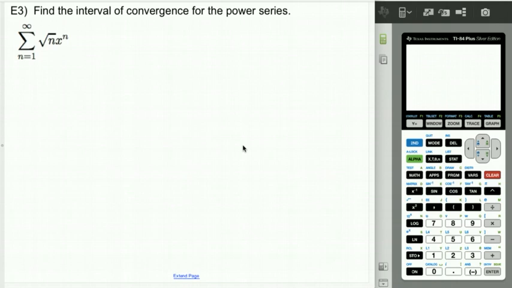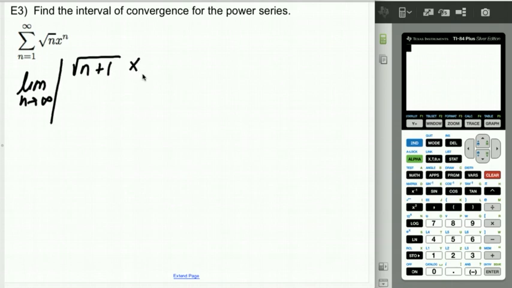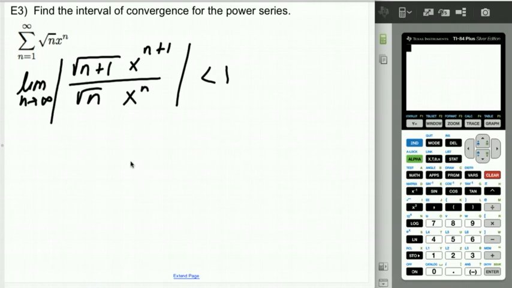All right, let's try another example. So we're going to find the interval of convergence for the power series. That means go ahead and start with your ratio test. There's a little bit of a trick on this one that we'll talk about after. If we start with our ratio test, this is going to be the n plus 1th term, so a sub n plus 1 over a sub n.